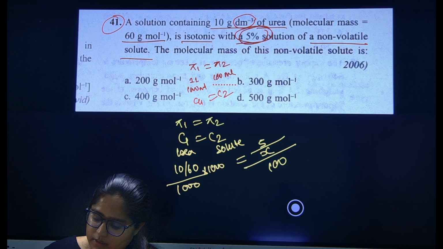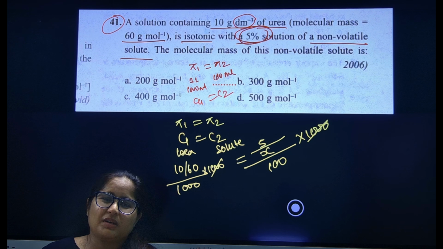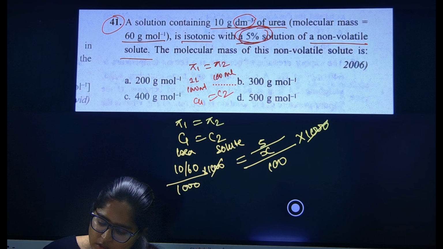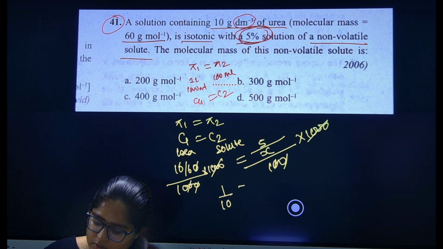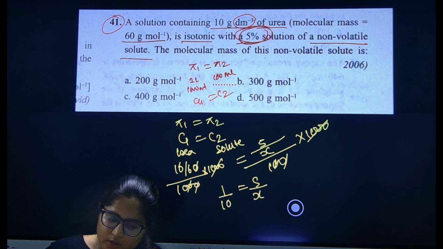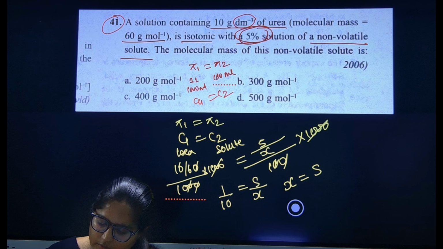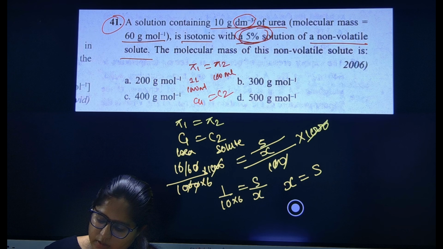So here it is 100 ml, so we will multiply by 1000. Even though you are not multiplying, no problem, both sides cancel out. From here, the zeros cancel, so we will get 1 by 10 equal to 5 by x. From here, I forgot the 1 by 6, so here we will get 6 also. Into 6, so we will get x equal to 5 by 60.